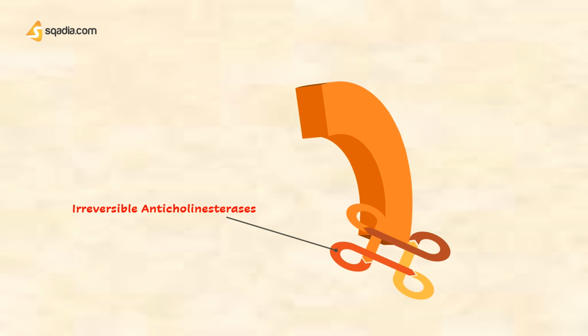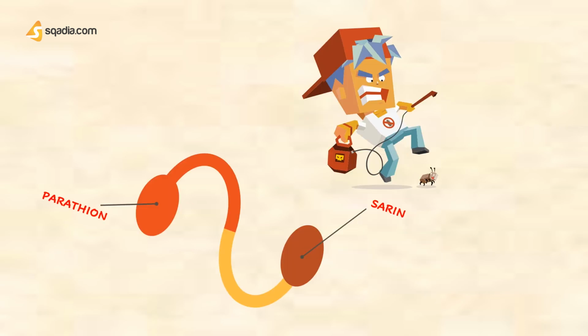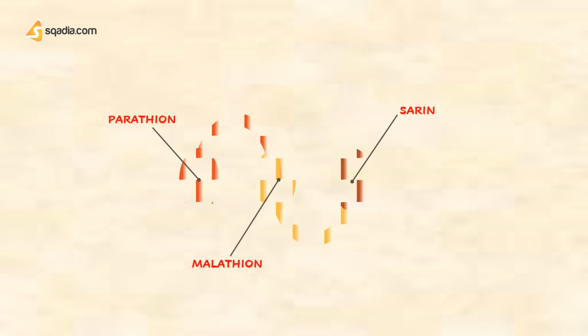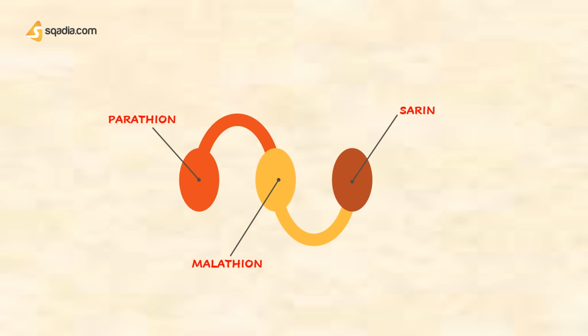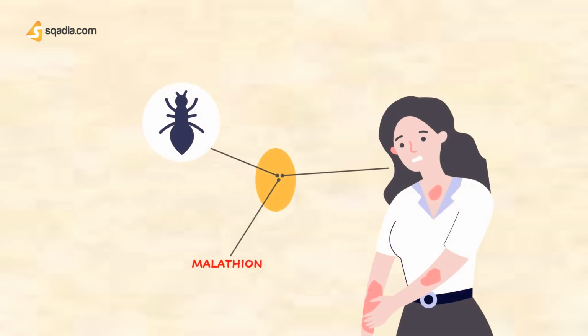They are extremely toxic and are used as insecticides, for example parathion and malathion, and chemical warfare agents, for example sarin. Malathion is used topically in the treatment of scabies and head lice.